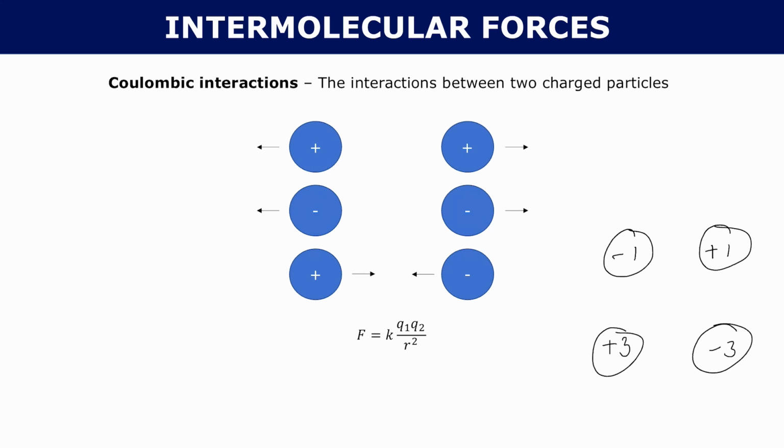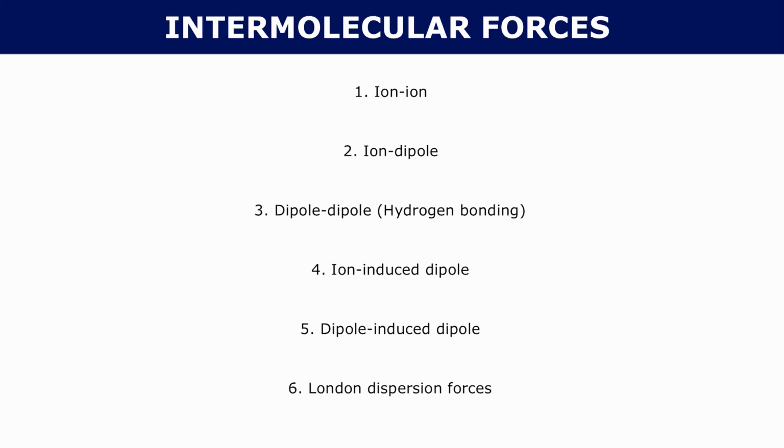All right. Now that we understand that intermolecular forces are going to be Coulombic interactions, let's start talking about the intermolecular forces themselves. You're going to have 6 main types of intermolecular forces, and this is the order starting from the most intensely strong intermolecular force and going all the way down to the weakest. So ion-ion forces are going to be the strongest, and London dispersion forces are going to be the weakest.